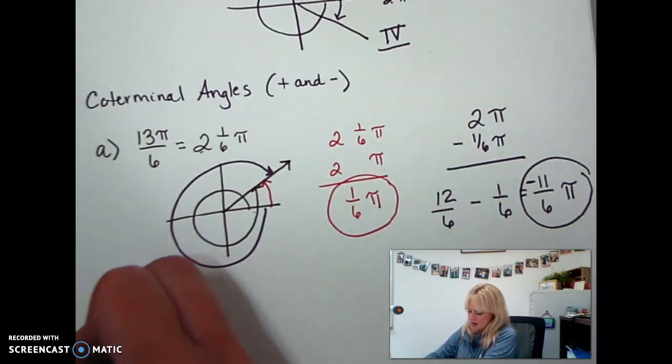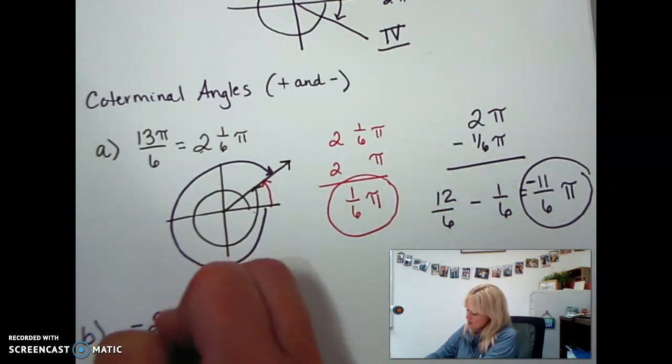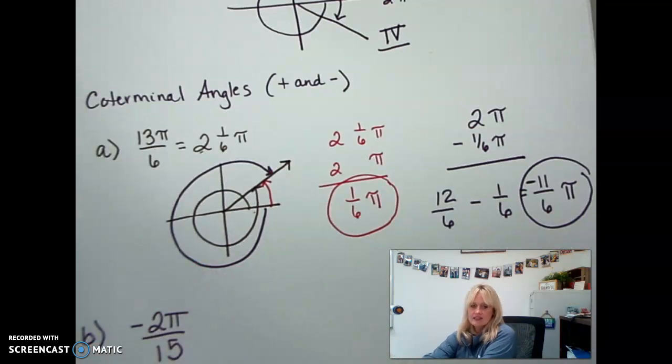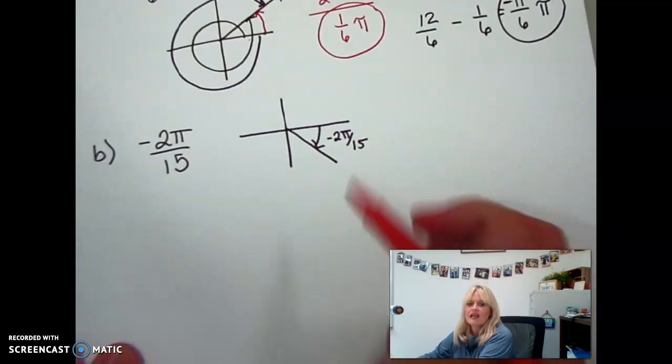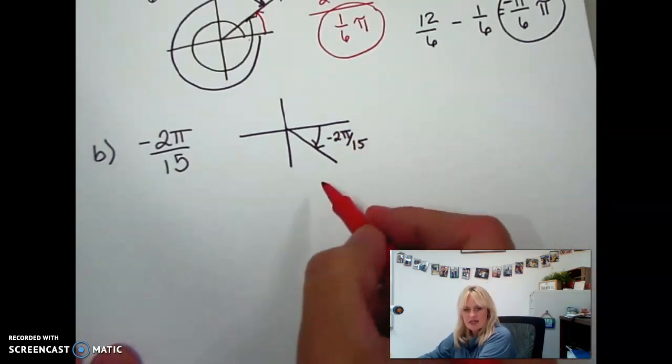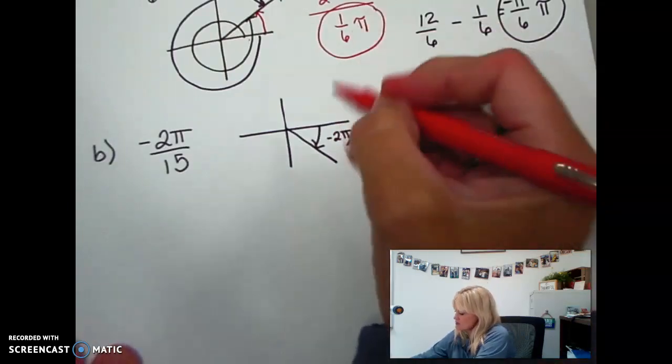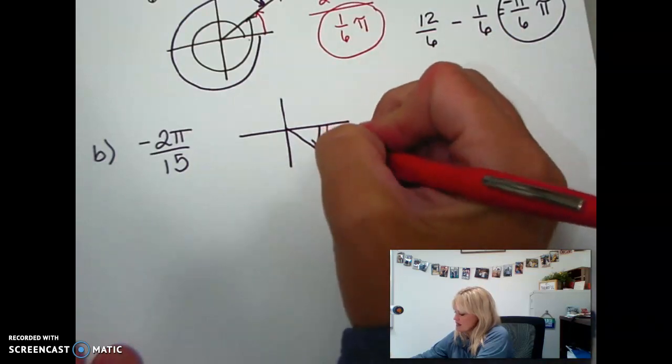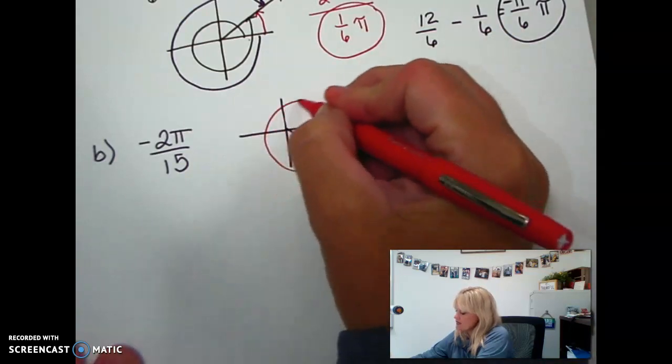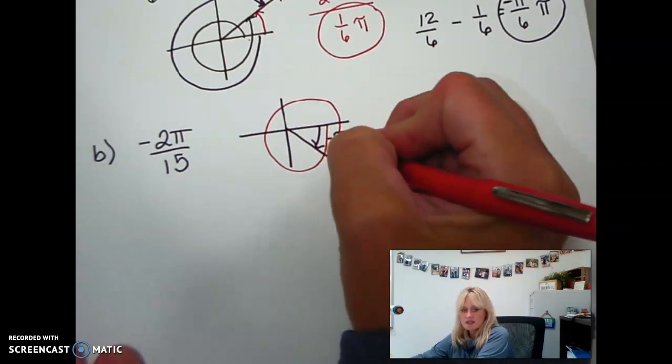Try negative 2 pi over 15. What are the positive and the negative coterminal angles? Pause your video and try it. I do find sketching this helps me have a visual. Again, remember when we start and stop at the same place, that is the definition of a coterminal angle.